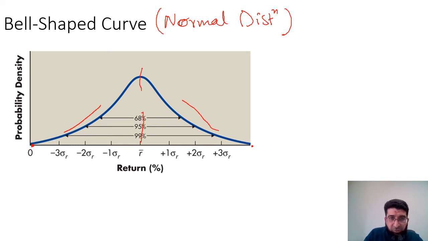My drawing is not that good, but 68% of the data falls within one standard deviation. So the mean return is in the middle, then returns are either on this side, one standard deviation away, or on the plus side, one standard deviation away. The same is true for two standard deviations, which means the returns are two times the distance away from the mean on the negative side, as well as on the positive side.